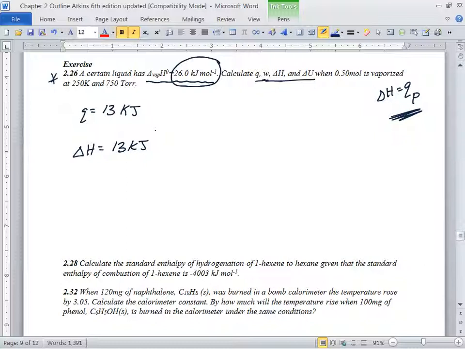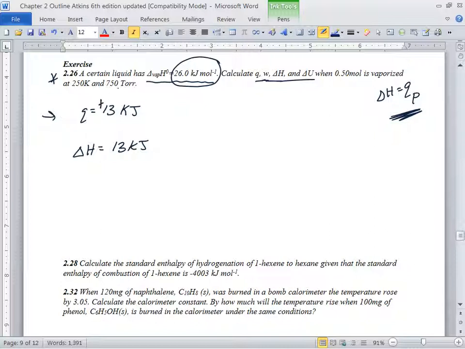If they wanted molar delta H, it'd be 13 kilo, right? But they just want delta H. Is this stuff positive? Let's start with Q. Is Q positive or negative? Glorianne, is Q positive or negative with what's going on here? It's positive. Why?